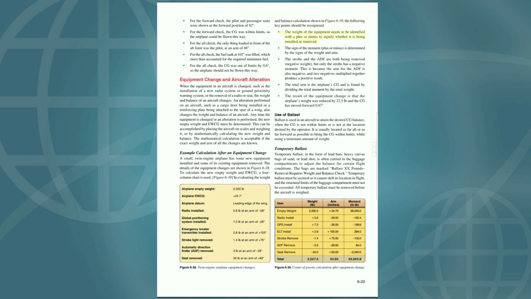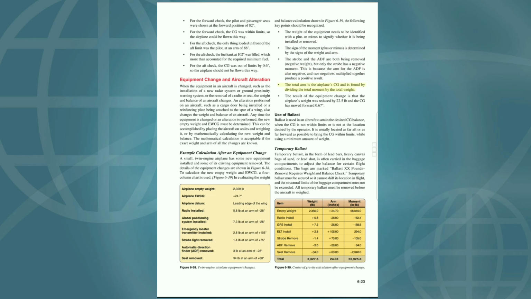The weight of the equipment needs to be identified with a plus or minus to signify whether it is being installed or removed. The sign of the moment, plus or minus, is determined by the signs of the weight and arm. The strobe and the ADF are both being removed, so both have negative weight, but only the strobe has a negative moment. This is because the arm for the ADF is also negative, and two negatives multiplied together produce a positive result.